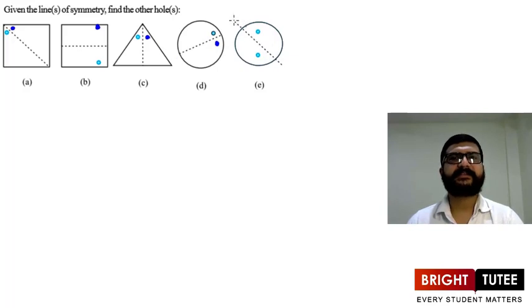Here again a circle is given and a dotted line is marked, which is the line of symmetry, and two holes are marked here. So if we fold this figure along this dotted line, what do you think about these holes? Are they going to coincide with each other? No, they are not going to coincide with each other. So it means we have to draw two more holes. One has to be here, so that now these two holes will coincide with each other. Now the next one will be here. Now if we fold this figure along this dotted line, the holes will be coinciding with each other.